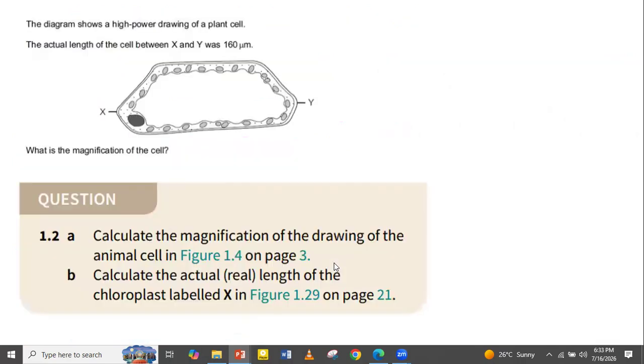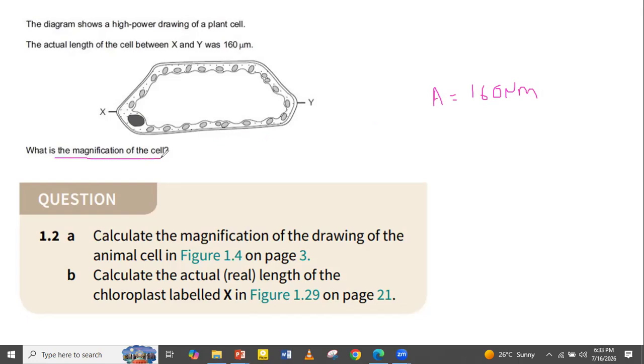Let's look at another example. We have a question here. The diagram shows a high-powered drawing of a cell. The actual length of the cell between X and Y is 160 micrometers. In this case, you can see that they have already shown you where the measurement has to be made, from line X to Y. So I have my actual size as 160 micrometers. But they are asking me to calculate the magnification.